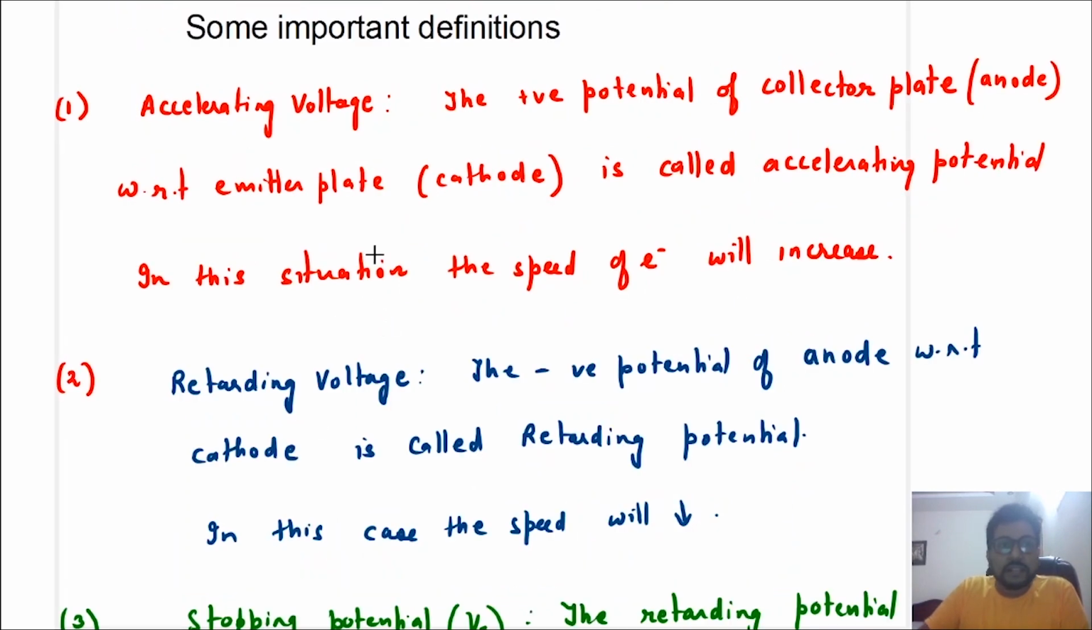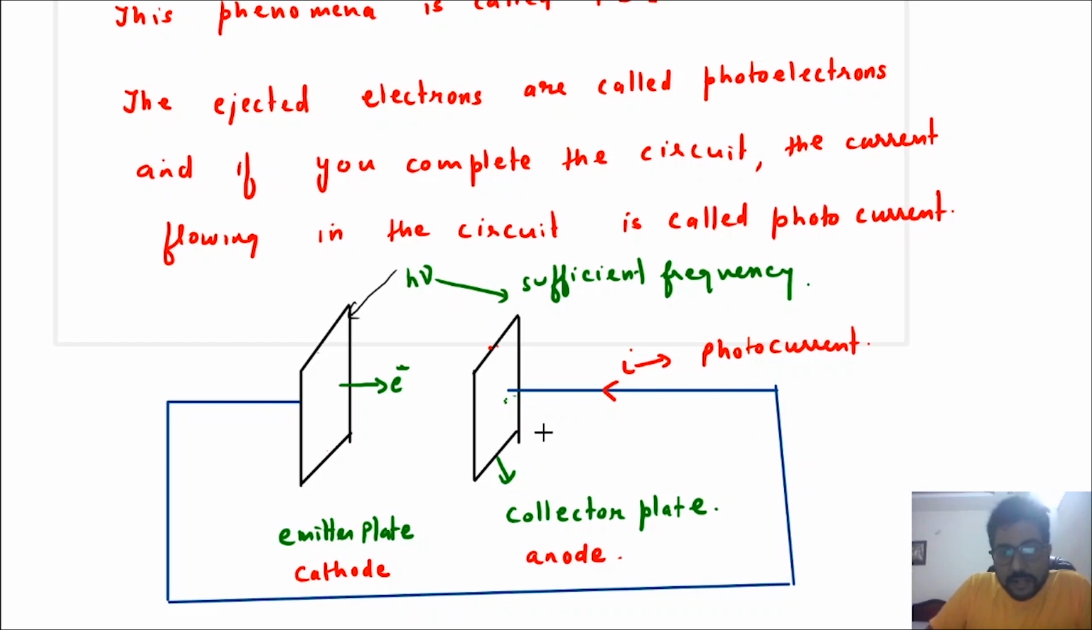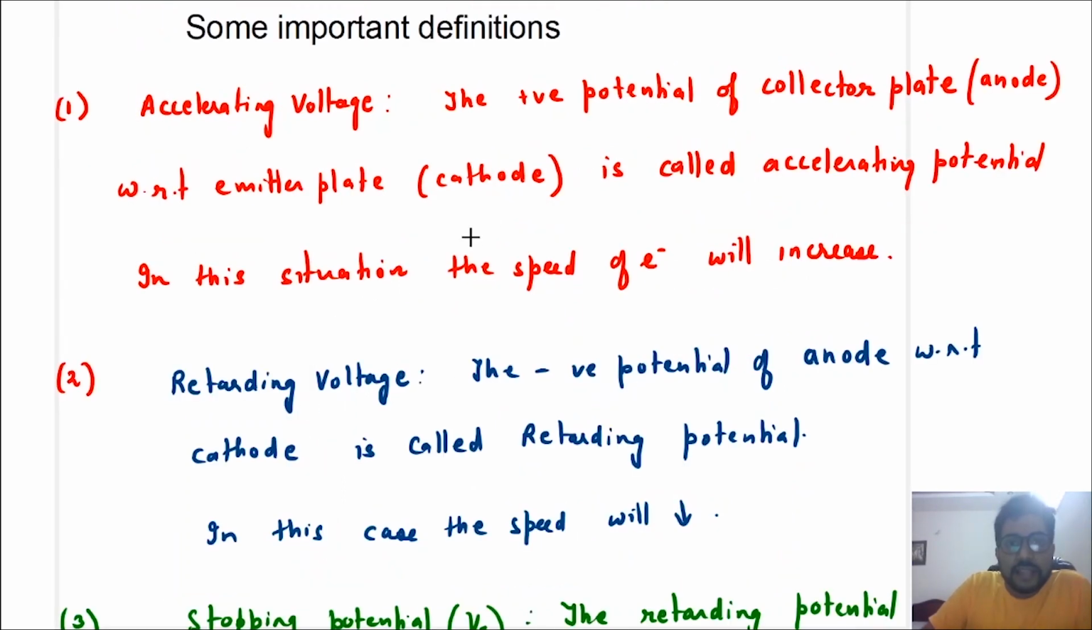So that means accelerating voltage is defined as the positive potential of the collector plate, that is the anode, with respect to the emitter plate. In this situation, the speed of the electron will increase, right? So what is accelerating voltage again? The positive potential of the collector plate, that is the anode, with respect to the cathode. So if this is 0, this has to be positive, or you can say the difference between this and this has to be positive. In that case you will say that this potential is the accelerating potential or accelerating voltage. Voltage means potential difference basically. So in this situation the speed of this electron will increase.